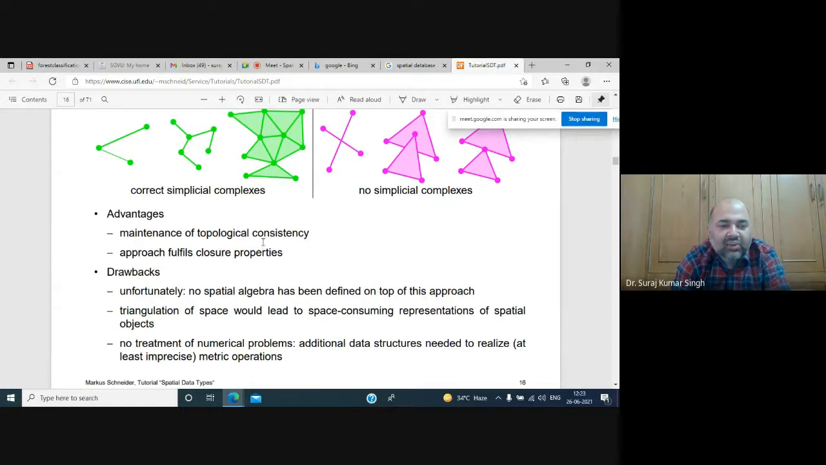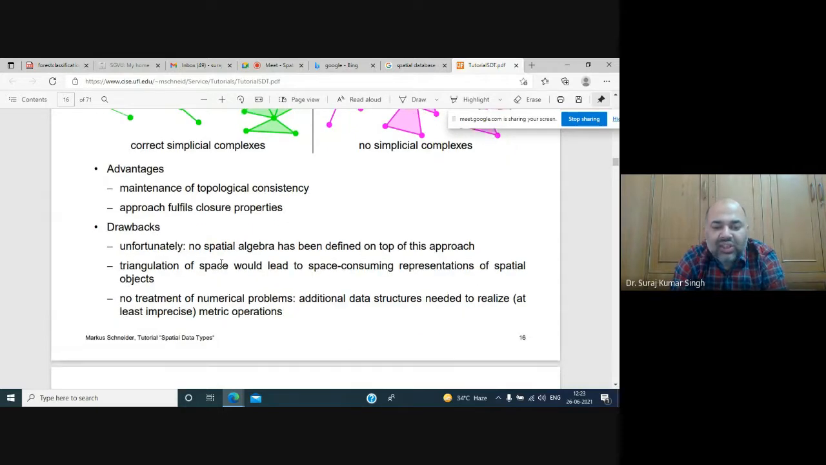So what is the advantage? The advantage is maintenance of topological consistency. The approach also fulfills closure properties. The drawbacks are that no spatial algebra has been defined on top of this approach. Triangulation of space would lead to a space-consuming representation of spatial objects. There is no treatment of numerical problems, and additional data structures need to be realized.